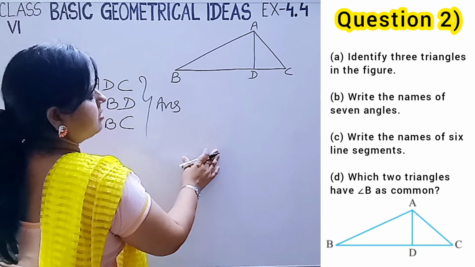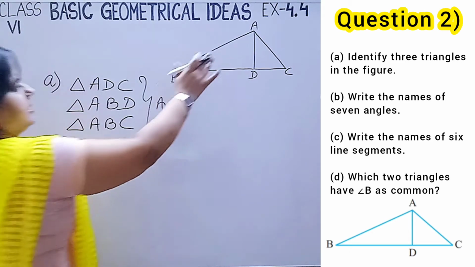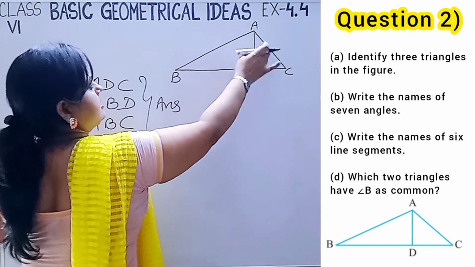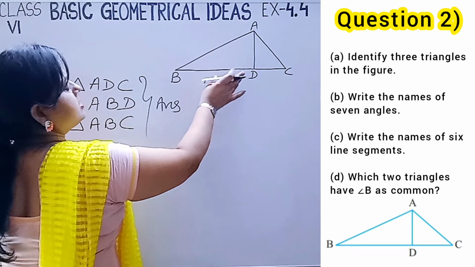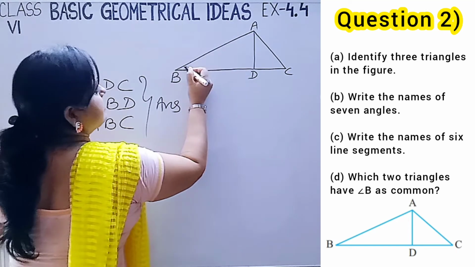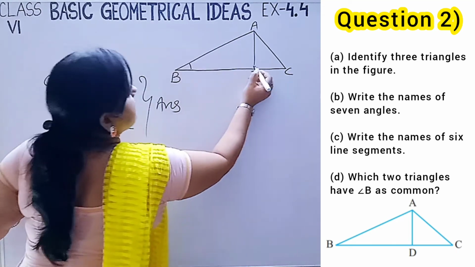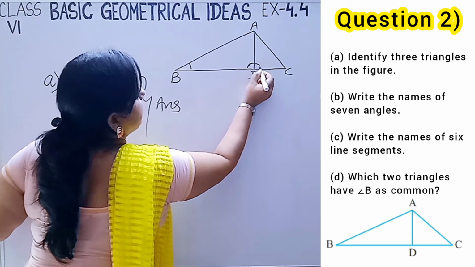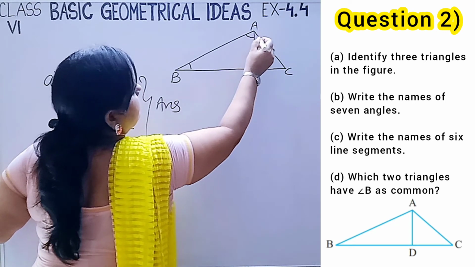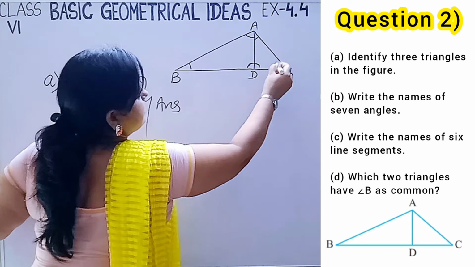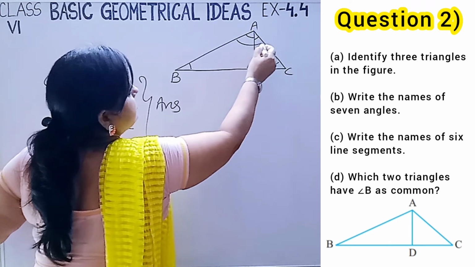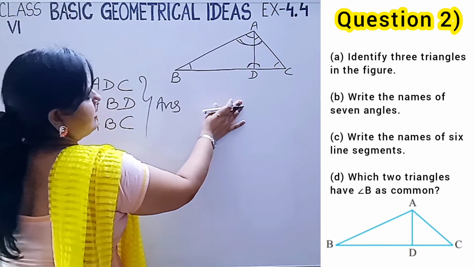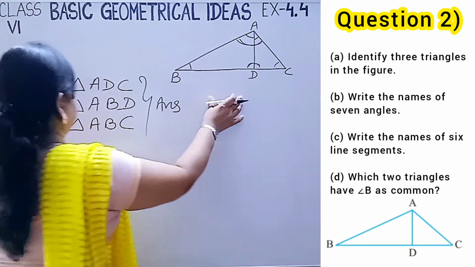B part. Write the names of 7 angles. There are 3 triangles and now we have to find out angles. This is the first angle, second angle, third angle, fourth angle, fifth angle, sixth angle and seventh angle. So in total we have 7 angles here.